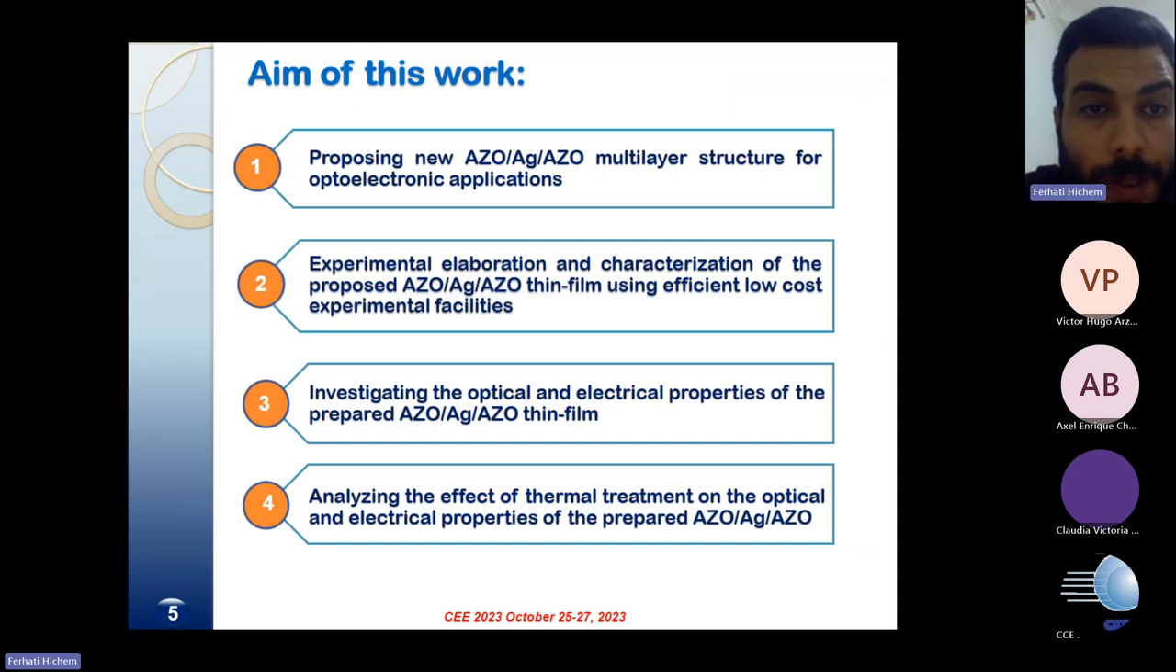So the aim of this work is divided into four main points. The first one is related to proposing a new multilayer structure based on aluminium doped zinc oxide on silver on aluminium doped zinc oxide for optoelectronic applications. The second step is to elaborate the proposed structure and characterize the electrical and the optical performances associated with the multilayer structure. And finally, analyzing the effect of thermal treatment on the optical and electrical properties associated with the prepared aluminium zinc oxide on silver on aluminium doped zinc oxide multilayer structure.